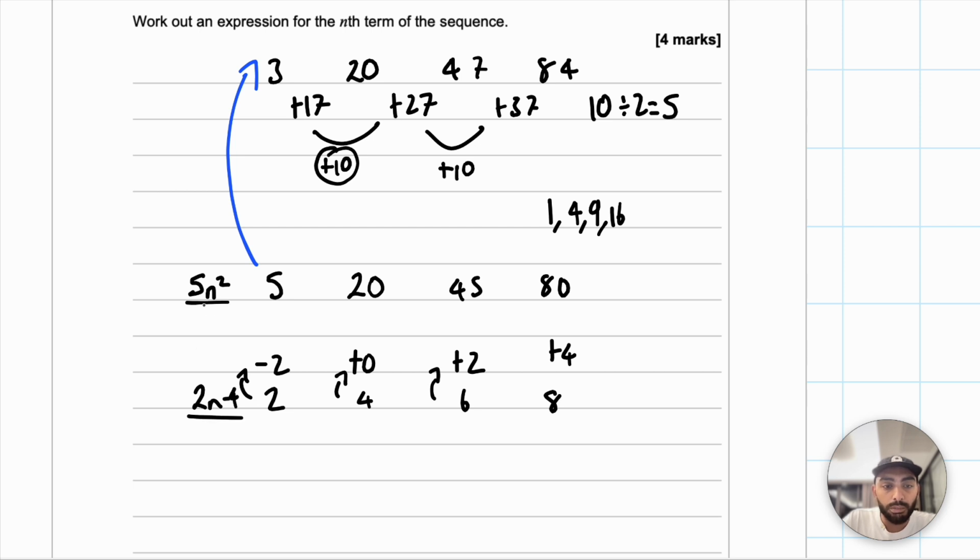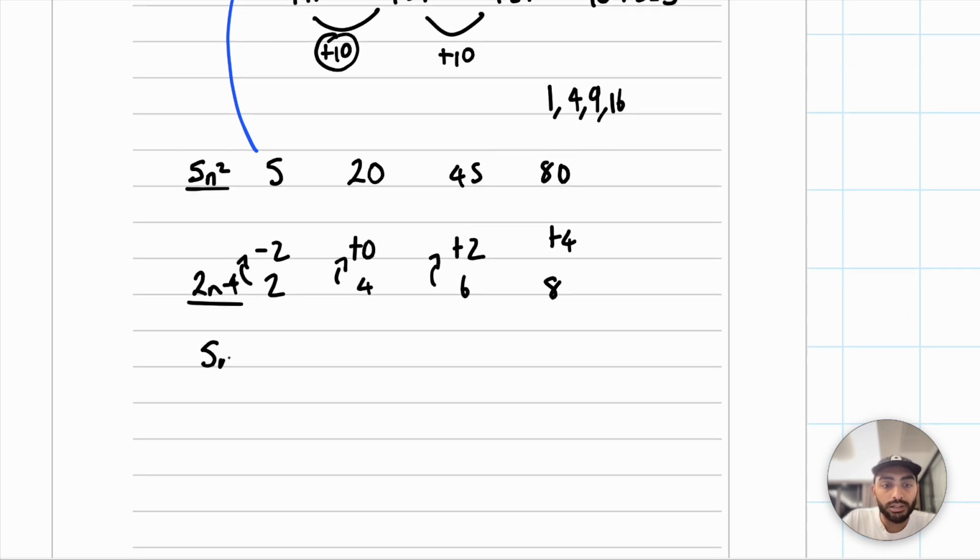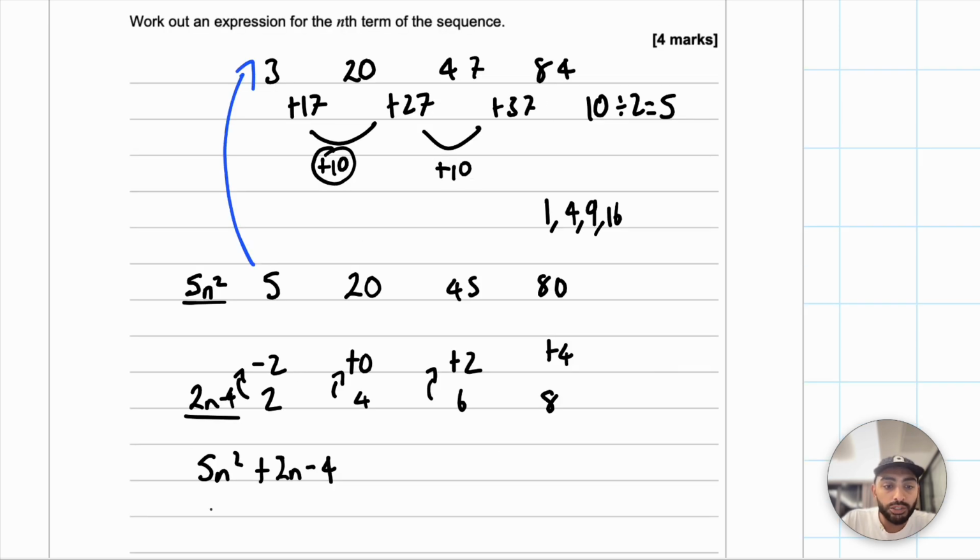Final step, I just need to combine these two things. So final answer is 5n squared plus 2n take away 4. If you wanted to check this using the fourth term, substitute n equals 4 because this is in the fourth position. And when you substitute 4 into this, you should get 84.